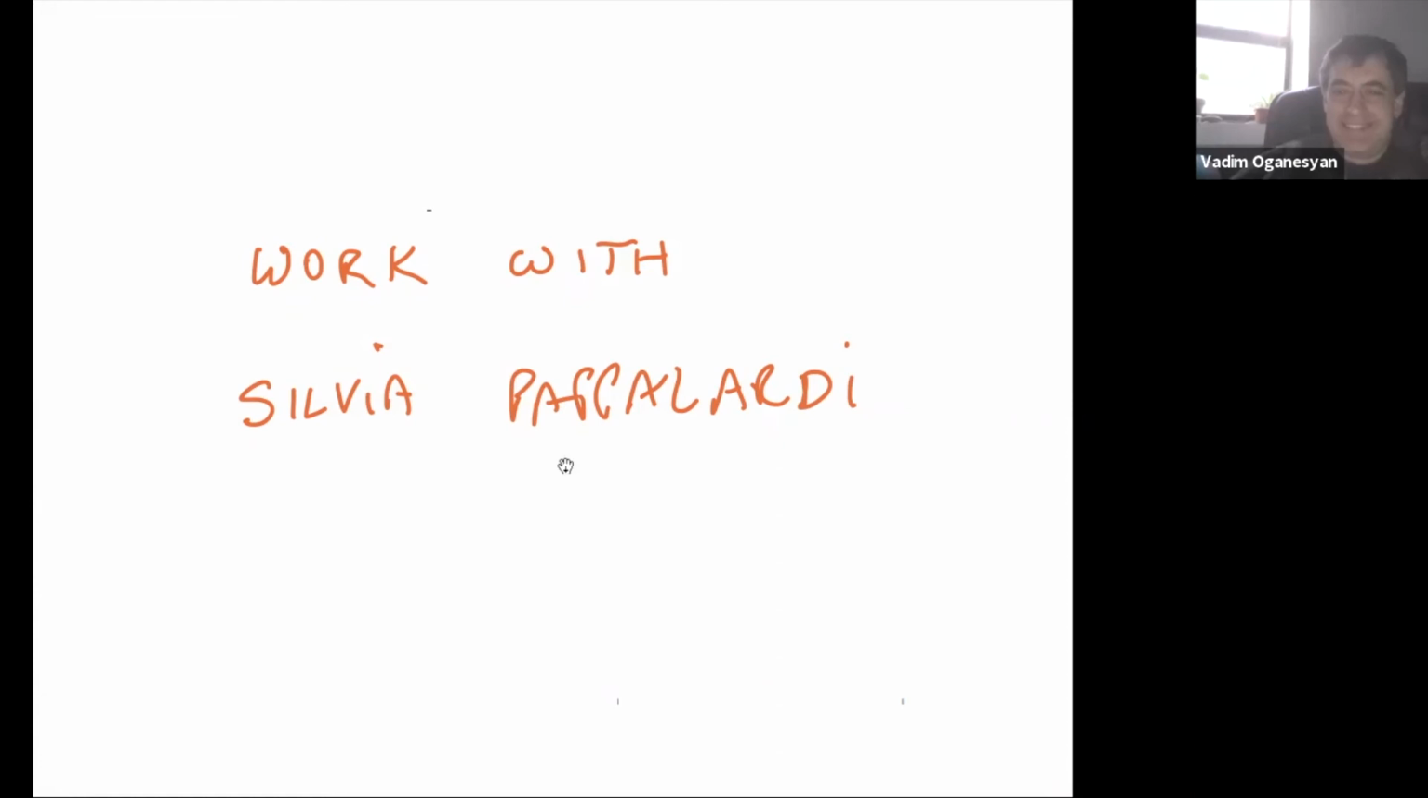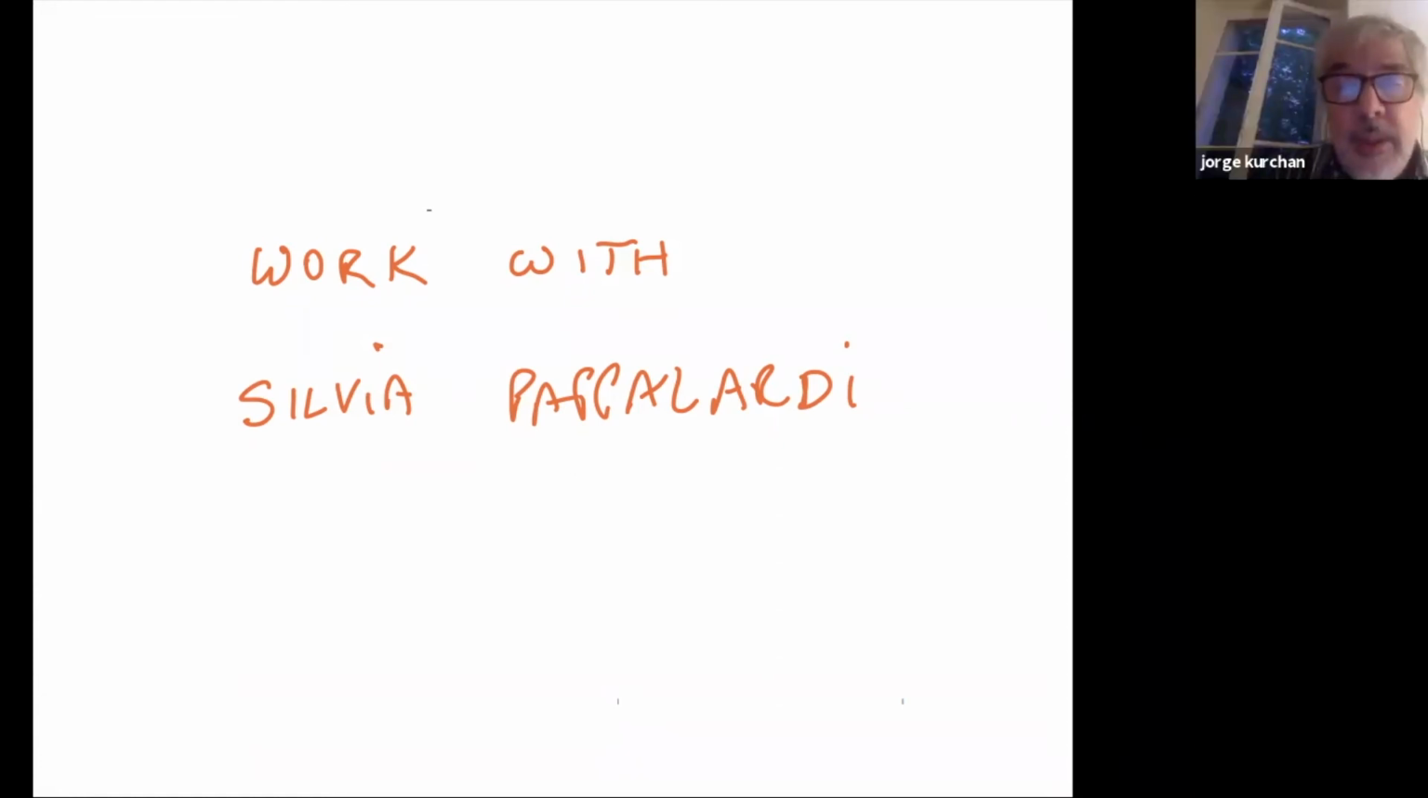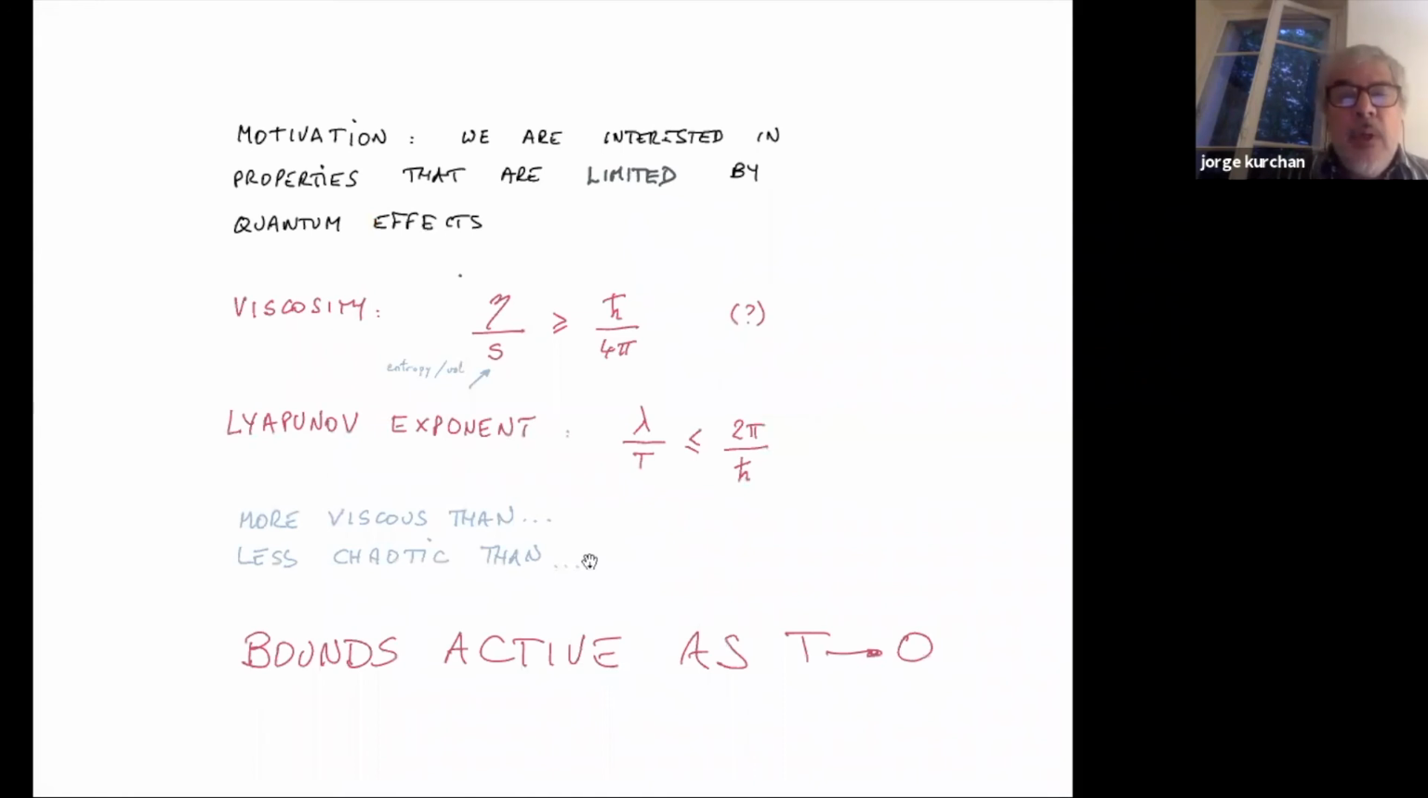Okay, so this is work that we are doing and partly finished with Silvia Papalardi. Our motivation was to try to understand these phenomena in which certain properties are limited by quantum effects. There are properties that classically can take any value, and quantum mechanically they are limited. The first one, or at least the one that came some time ago, is the viscosity.